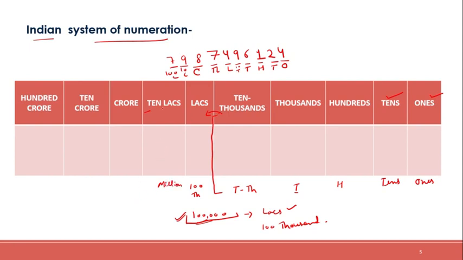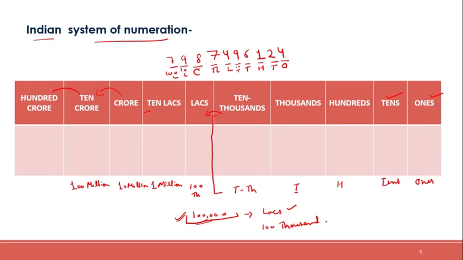Million. So 10 lakh is equal to 1 million, right? After 10 lakh, we have crore in the Indian system, and here we have 10 million. Then after crore, here we have 10 crore, and here we have 100 million. Don't worry, I'll explain this again. It is just to give you the insight, okay?